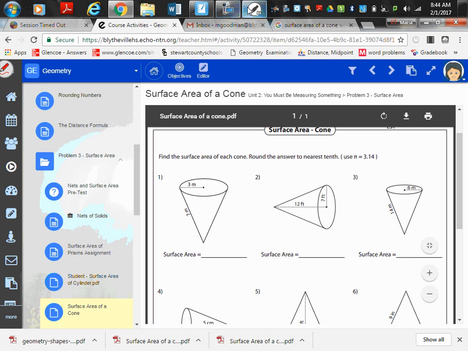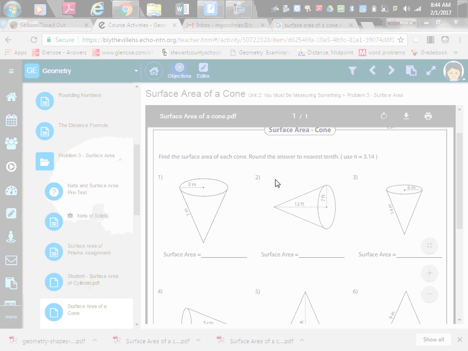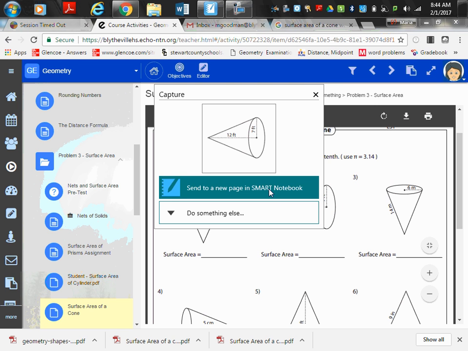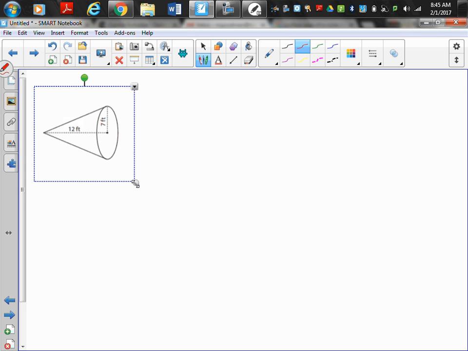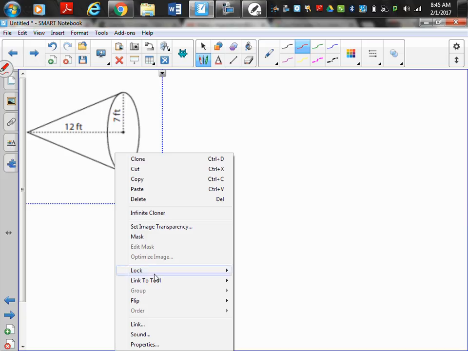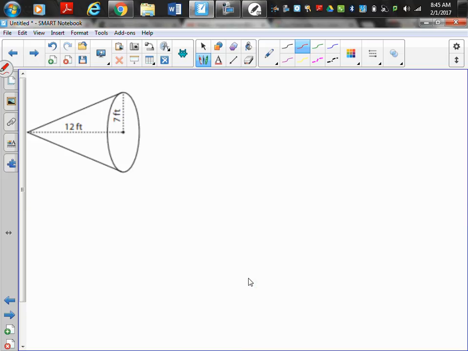Alright, let's look at problem number 2. Alright, so the formula is pi r squared plus pi r s. Right, do I have my r? No. Ms. Mathis, do I have my r? Alright, what is the r? 7, good.